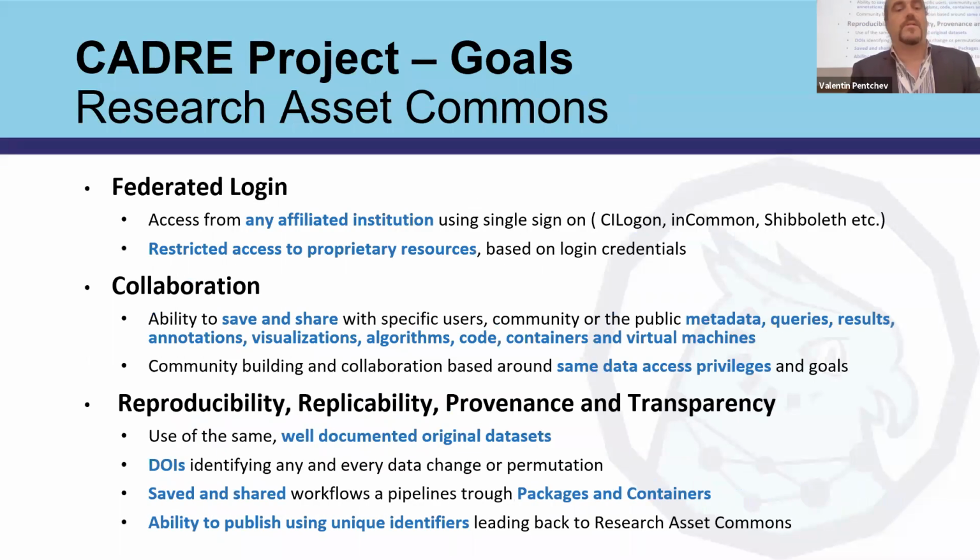We have federated login, we encourage collaboration, and a big part of the research asset commons is the reproducibility, replicability, provenance, and transparency of data. The entire project is open source. There is a free tier, and it will ensure that any data permutation is assigned a globally unique digital identifier that can then be made part of a publication package.